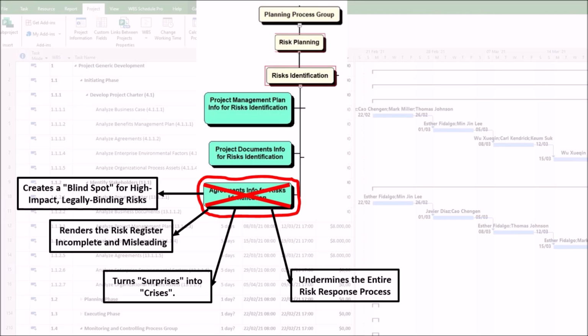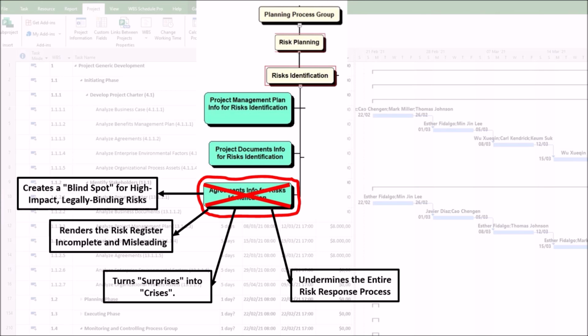4. It undermines the entire risk response process. You can't plan an effective response to a risk you don't know exists. A poor analysis at the identification stage has a domino effect on all subsequent risk management steps, as follows. First, ineffective responses. Your risk response plan might be entirely inadequate. For instance, you might plan to mitigate a delay by adding more staff, but the real constraint is a fixed, immovable contractual deadline with severe penalties, requiring a different strategy altogether, like fast tracking.